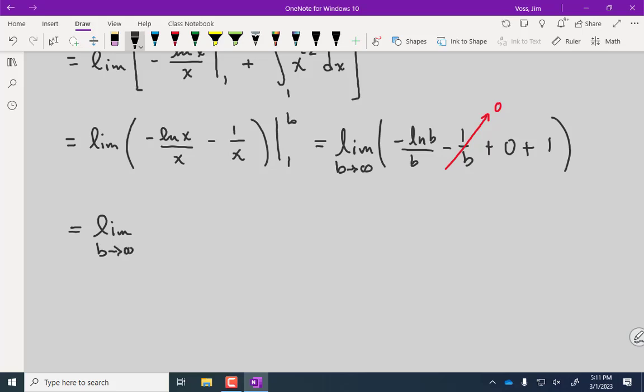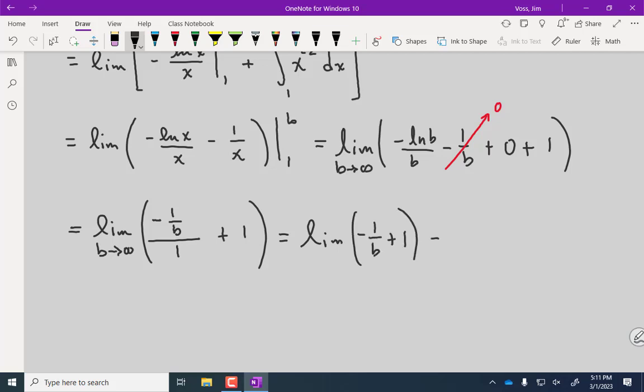Simple. So the derivative of the top is 1 over b. And what's the derivative of the bottom with respect to b? 1. And then we still have that plus 1 lingering out there. That's negative 1 over b. So if we want to rewrite it one more time, that's going to be negative 1 over b, and that'll be 1. So 1 over b is going to go to 0.